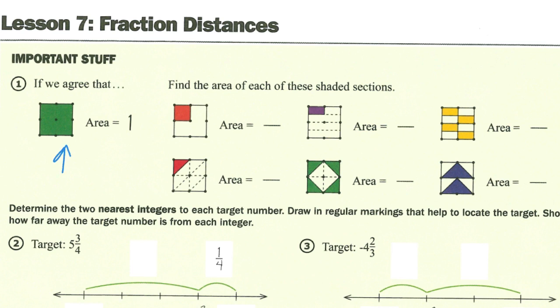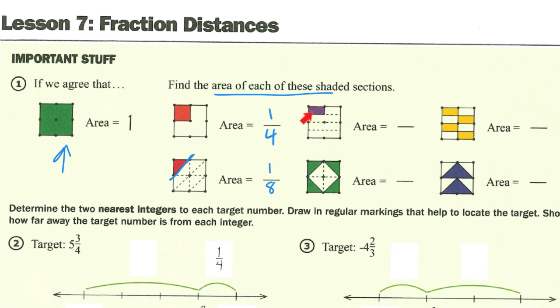So if a filled in square like this has an area of 1, what is the area of each of these shaded sections? So this first one, this area would be 1/4 because 1/4 of the square is shaded. In the next one, I see that I have half of the 1/4 shaded, which would be 1/8. And if I counted up, there would be 8 triangles here, and one of them is shaded.